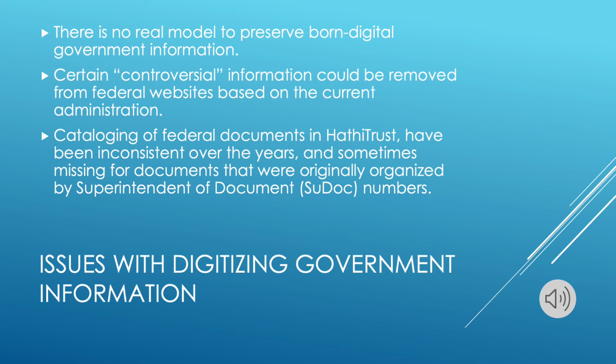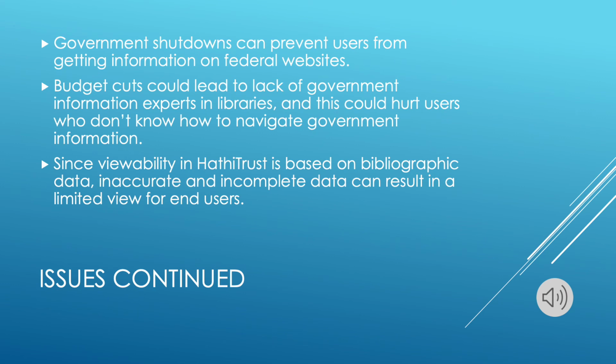In addition, a major issue with the digital library HathiTrust is that its cataloging of federal government documents has been inconsistent over the years. Some cataloging has even been missing for documents that originally were stored on shelves and contained Superintendent of Documents, or SUDOC, numbers assigned by the Government Publishing Office. From the user's perspective, issues with digital government information can come from government shutdowns leaving users unable to access important government information from federal agencies' databases or websites.